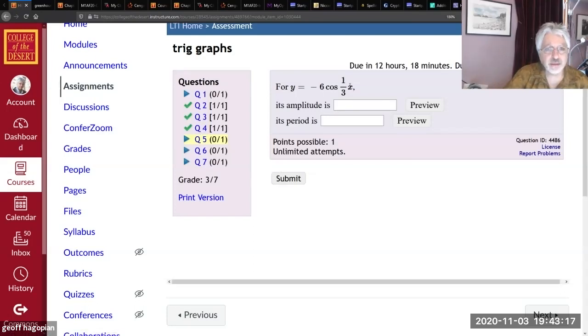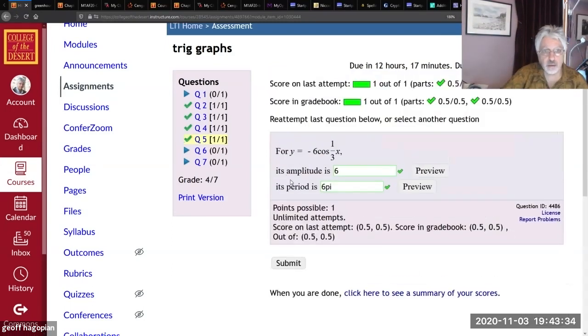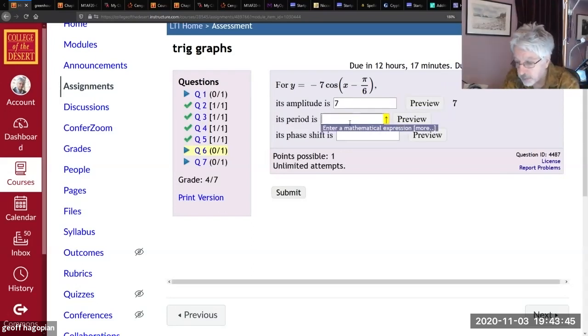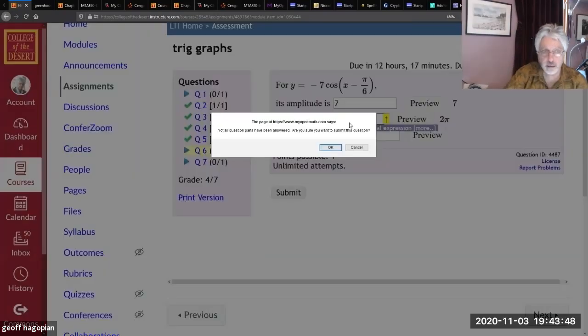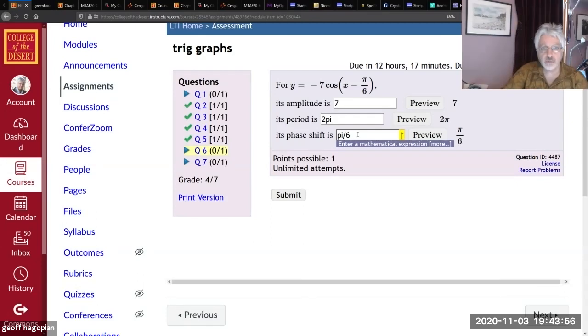Anyway, so the amplitude here is 6, right? We always want the amplitude to be positive, and the period is 2 pi divided by a third, right? Which is 6 pi. Yeah. And here, the amplitude is 7. They're hot on these negatives, aren't they? The period is 2 pi, right? There's no multiplier, so it's just the natural period of 2 pi. And the phase shift is pi over 6. So that one's pretty straightforward.